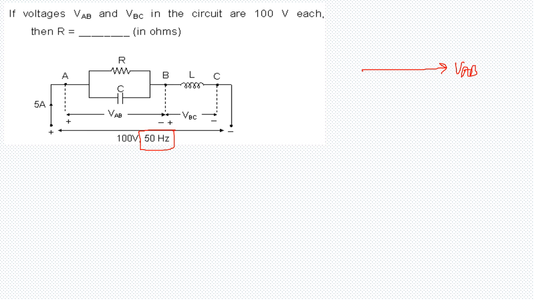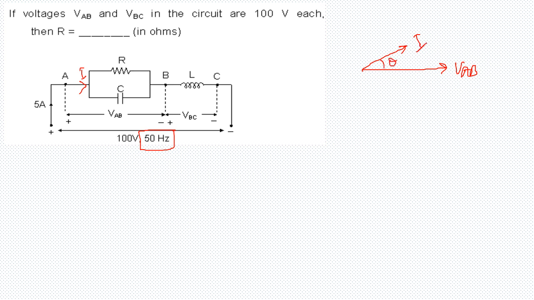If you see across VAB, the circuit is capacitive in nature. So the current which is flowing, say this current is I, which is 5 amps, is going to be leading with respect to VAB. So let's say that it makes an angle theta. This is my current I, and this makes an angle theta.